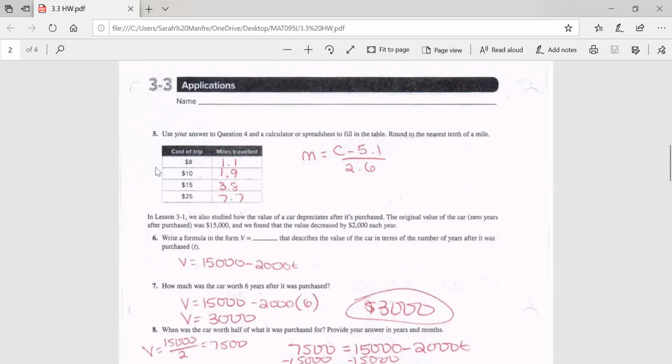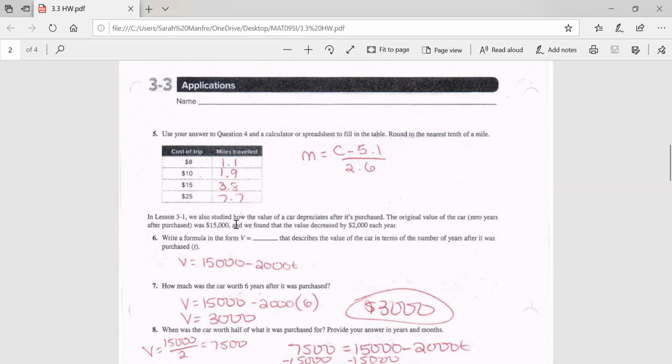So I'm going to take the cost, all of these numbers are going to be replacing C. So it's 8, take away 5.1, get an answer, it'll be 2.9, and 2.9 divided by 2.6 gives you 1.1. Then you would do it again. 10 take away 5.1, 4.9 divided by 2.6 gives you 1.9, and so on.